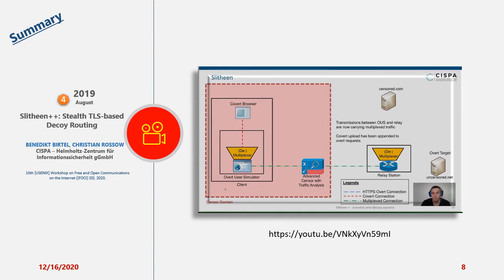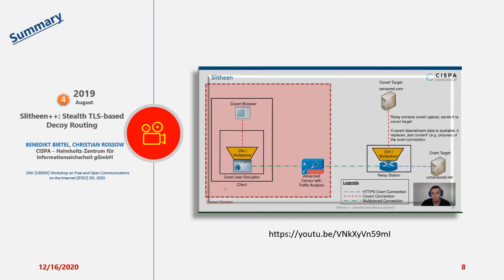Covert upload messages will be appended to overt requests. The relay station splits overt and covert messages and forwards them to their individual target. Downstream traffic from the covert target will replace leaf content in overt downstream messages bytewise. Leaf contents are multimedia data like pictures, video, and audio.